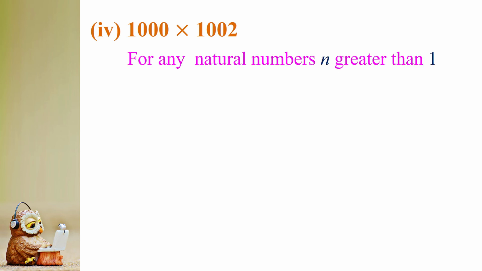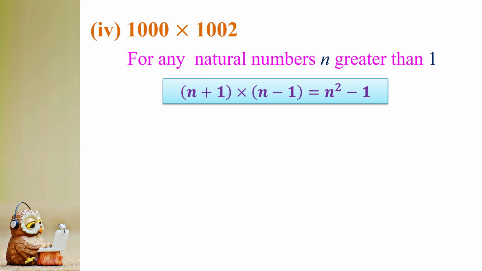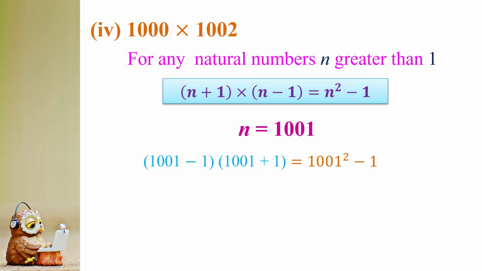Now let us move to the next sum. 1000 into 1002. Write the property for any natural number n greater than 1: (n plus 1) into (n minus 1) is equal to n squared minus 1. Here 1001 minus 1 is 1000 and 1001 plus 1 is 1002. Here n is equal to 1001. Now substitute the values: n squared minus 1. 1001 squared minus 1. We'll get 10 lakhs 2001 minus 1. We have to subtract, 10 lakhs 2000. So the answer is 10 lakhs 2000.